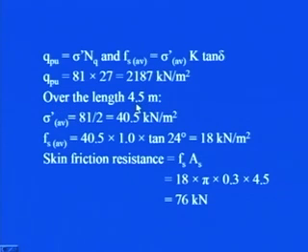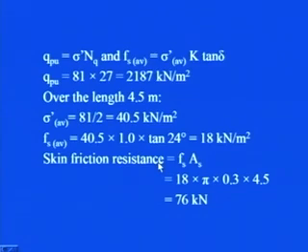Then over the length 4.5 meter, your sigma prime average will be, because at the ground surface it is 0 and at 4.5 meter it is 81, the average will be half of 81, that is 40.5 kilonewton per meter square. Then your Fs average will become, from this expression, 40.5 into 1 for K because of loose sand, and tan 24, which results into 18 kilonewton per meter square. Once we know this unit skin friction resistance, we can find the total skin friction resistance, which will be acting on the surface area of the pile shaft.